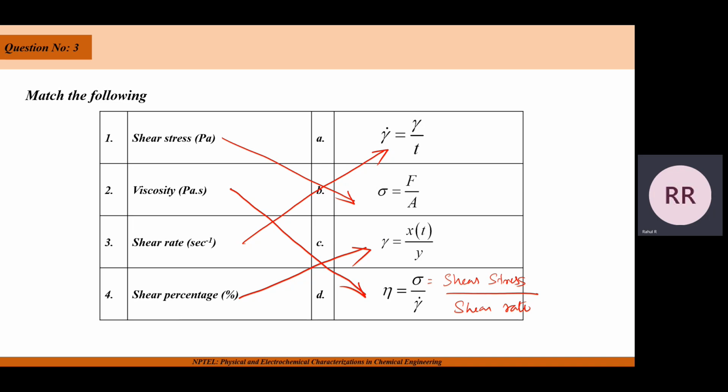So shear stress: sigma is equal to F by A. Viscosity: eta is equal to sigma by gamma dot. Shear rate: gamma dot is equal to gamma by t. And shear percentage: gamma is equal to x of t by y. These are the answers. Let's confirm once again: 1 to B, 2 to D, 3 to A, and 4 to C. So the answers are clear. Now let us move on to the next question.